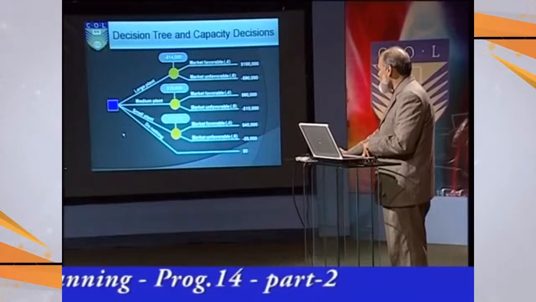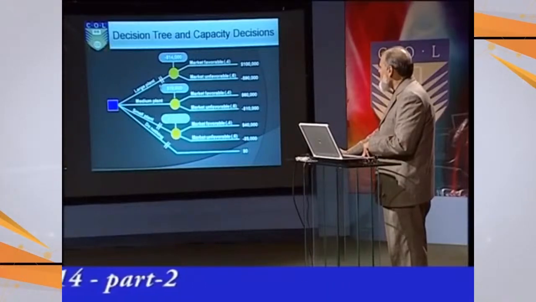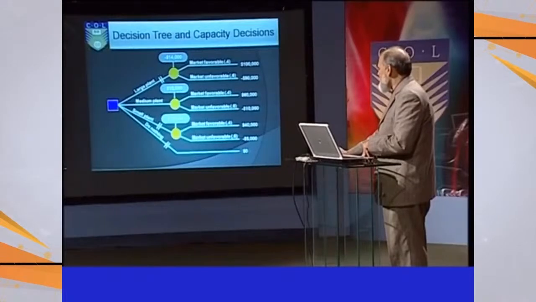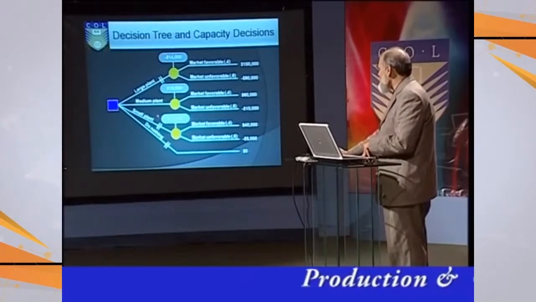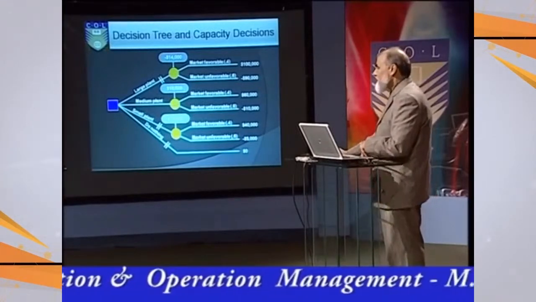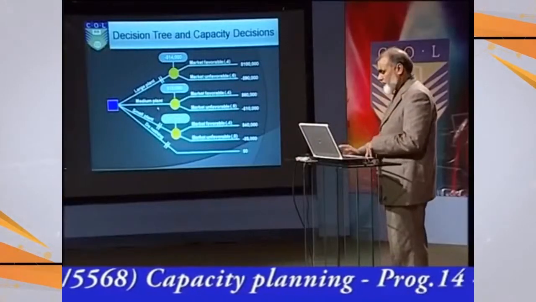In this case, we see a negative expected monetary value for the large plant. This is not favorable, not feasible. Do nothing is not feasible as it's 0. Small plant is less. The medium plant is the best because its expected monetary value is the maximum. That is the maximum you get. As such, we'll choose the medium plant.